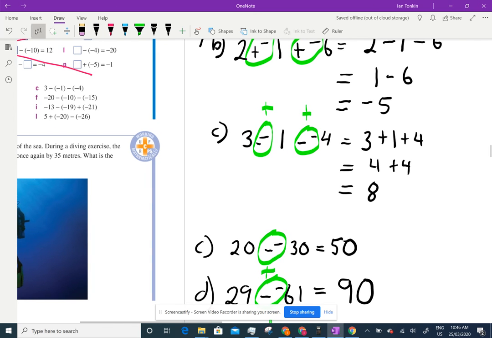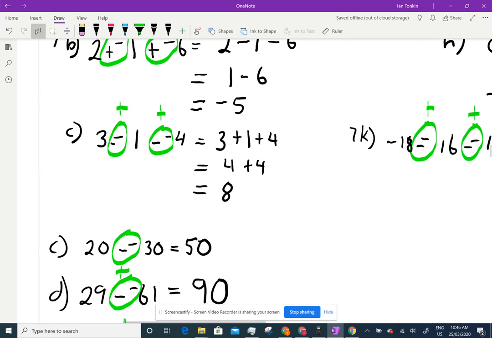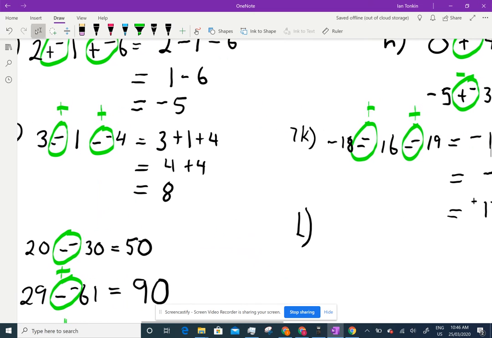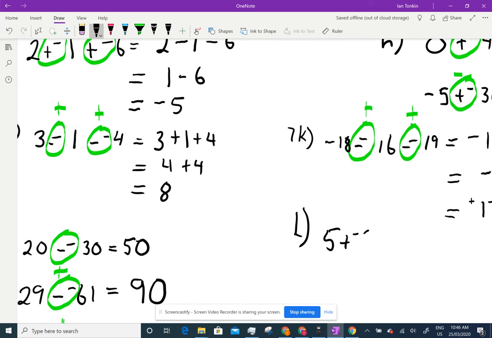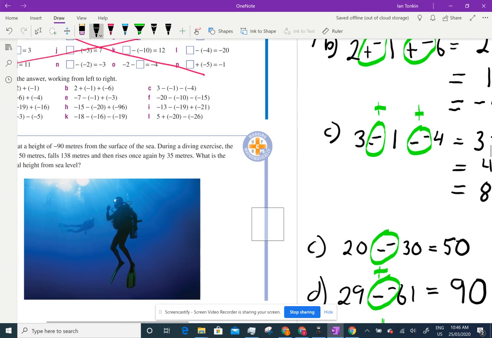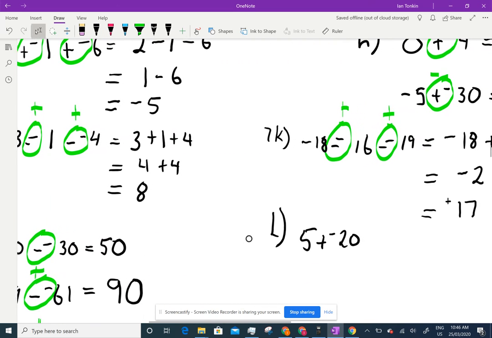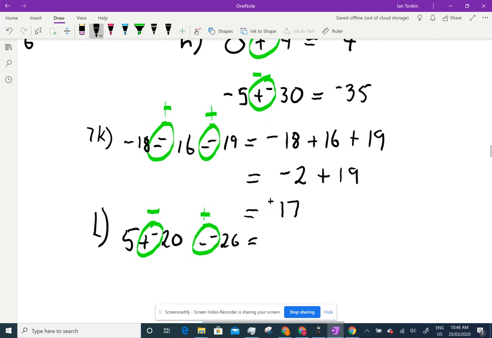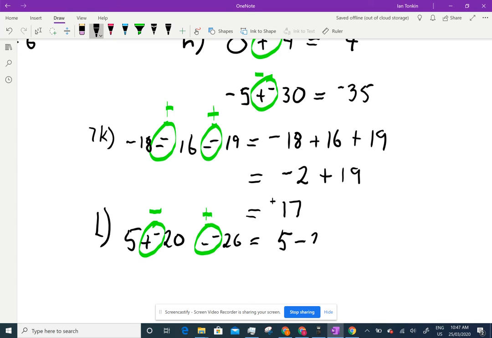So hopefully you've come back now and you're just going to see if you're right. So 7L is 5 plus negative 20. Remember, we don't need the parentheses. Minus negative 26 equals. Well, the first thing we do, wherever there are 2 signs, we change them. So a plus and a negative sign change to a negative, and a negative and a negative sign change to a plus. Okay, let's have a look. We've now got 5 minus 20 plus 26.